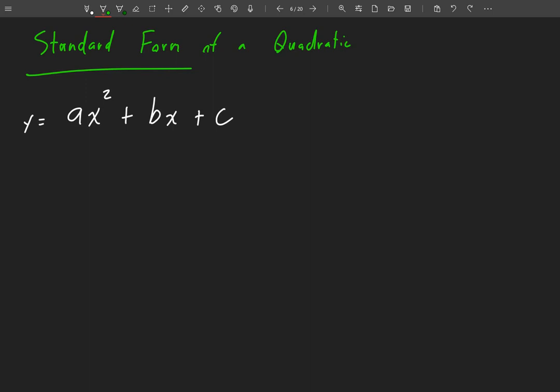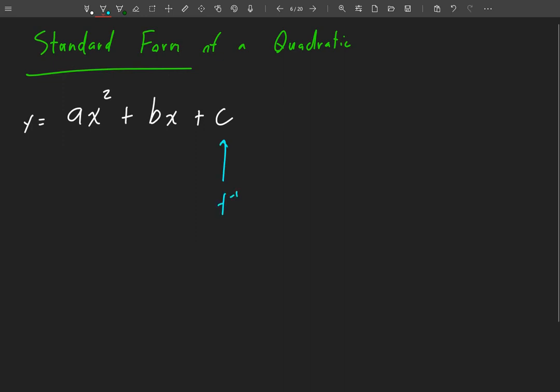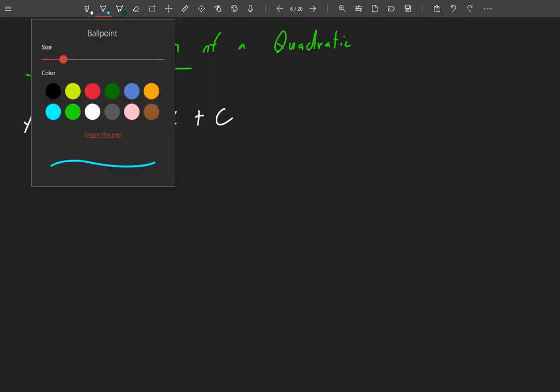All right, and we already talked about just a minute ago that C is my y-intercept, right? So that's something you can pick out of this quite easily. And we use the vertex formula with this format to find our vertex, but we're going to now introduce another formula called the quadratic formula.